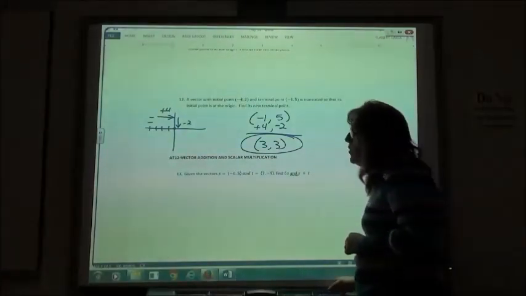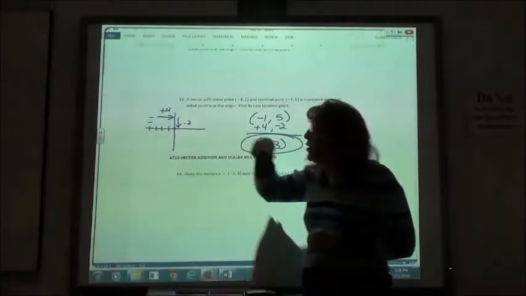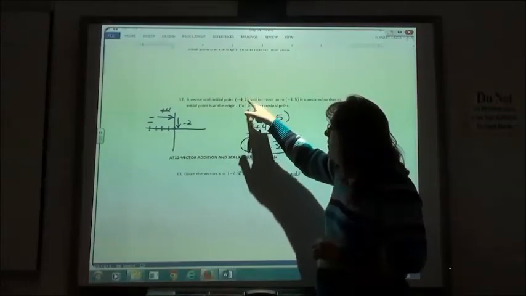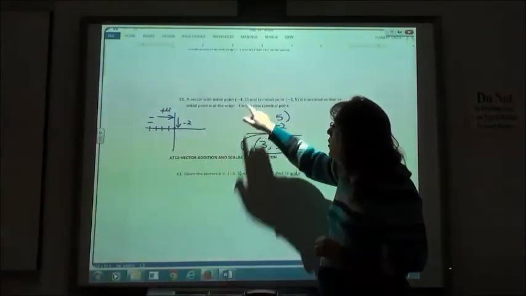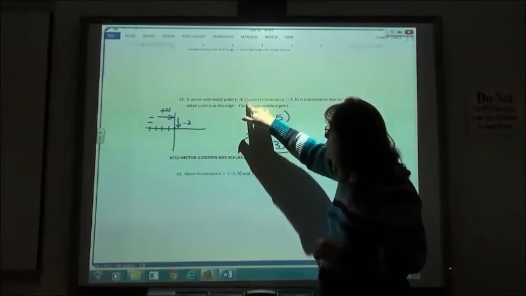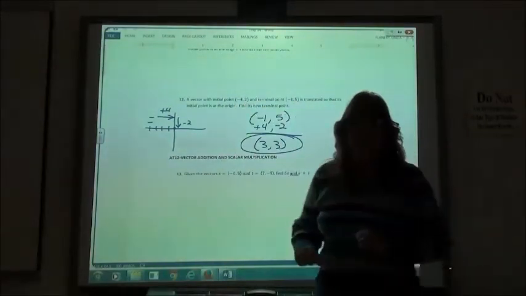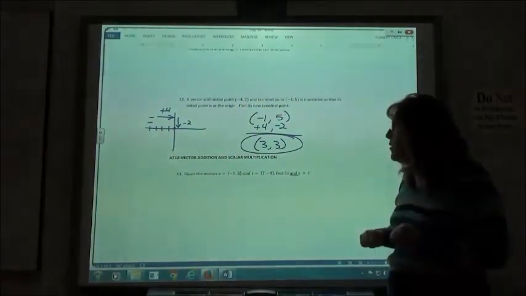So really, without drawing the graph, which you can do, you're just going to do the opposite of these. My initial point is at -4, +2. I'm going to add 4 and subtract 2 from my terminal point, and I can find the location of my new terminal point.